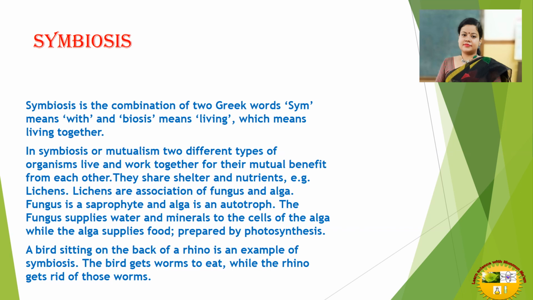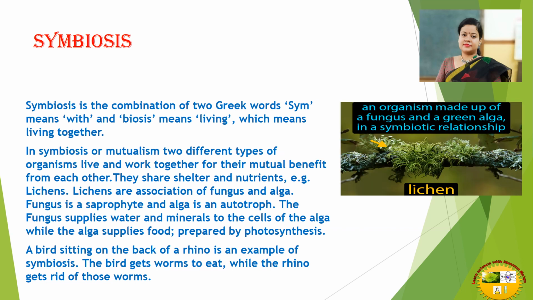This kind of symbiotic relationship we can find even in the animal world. A bird sitting on the back of the rhino is an example of symbiosis, because the bird gets worms to eat that grow on the skin of the rhino, while the rhino gets rid of these worms. So this kind of relationship is symbiosis, where the organisms living together mutually benefit each other.